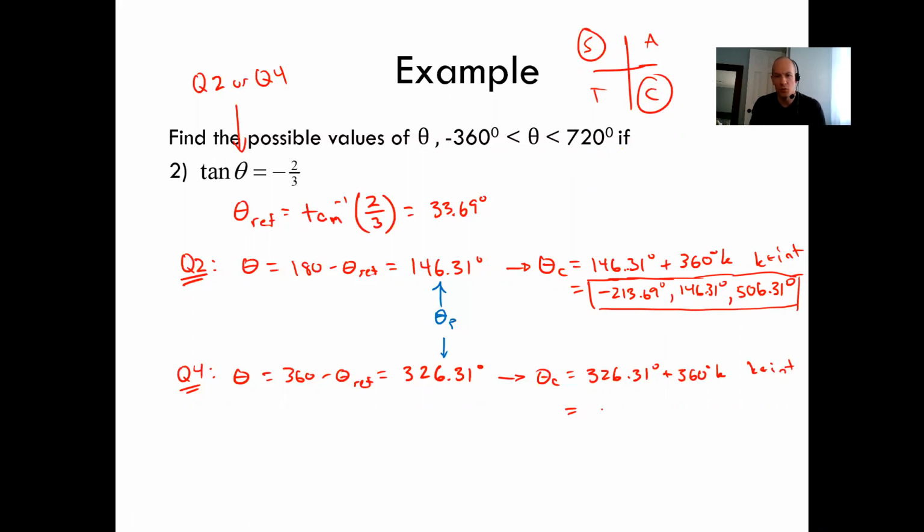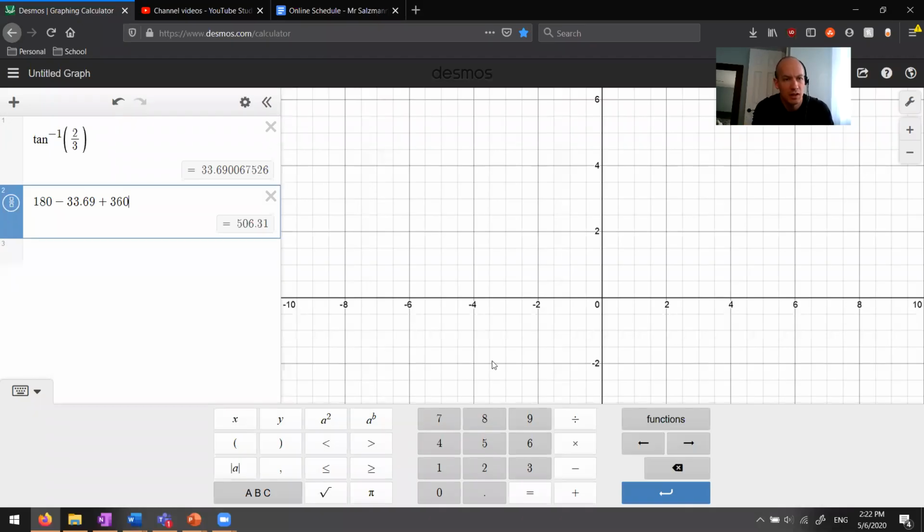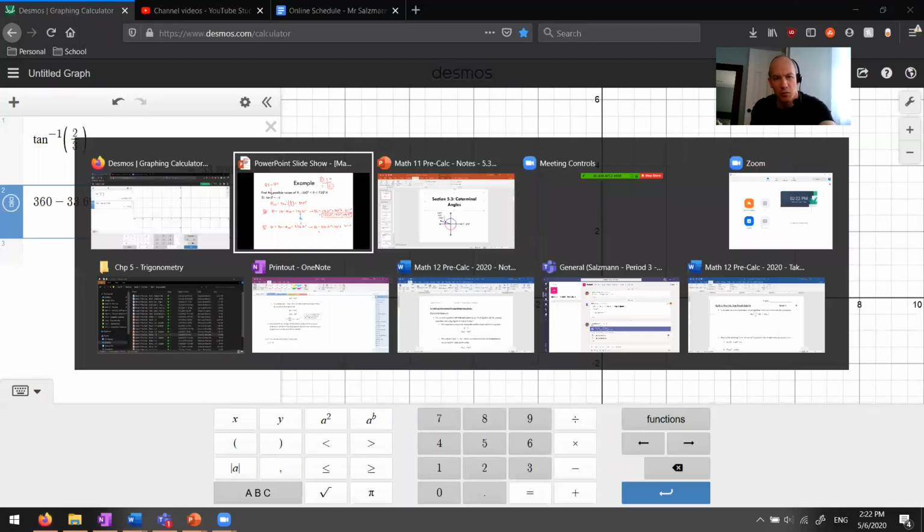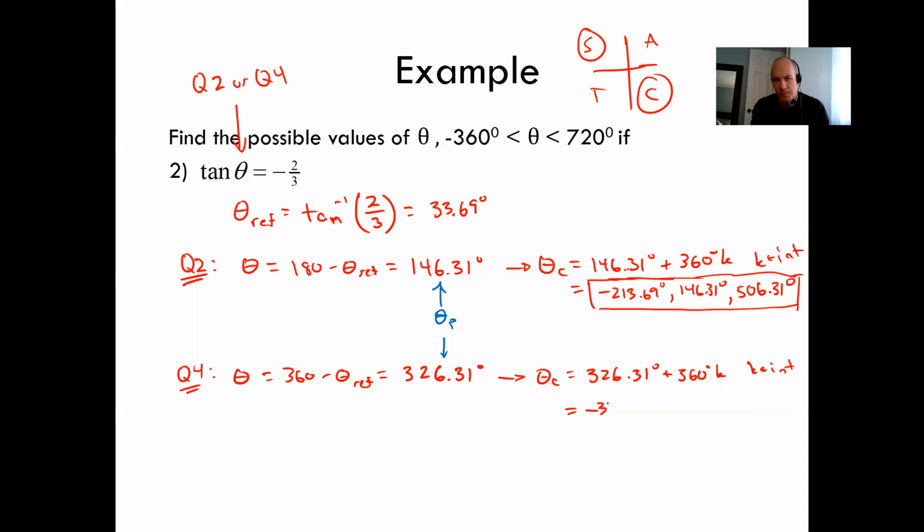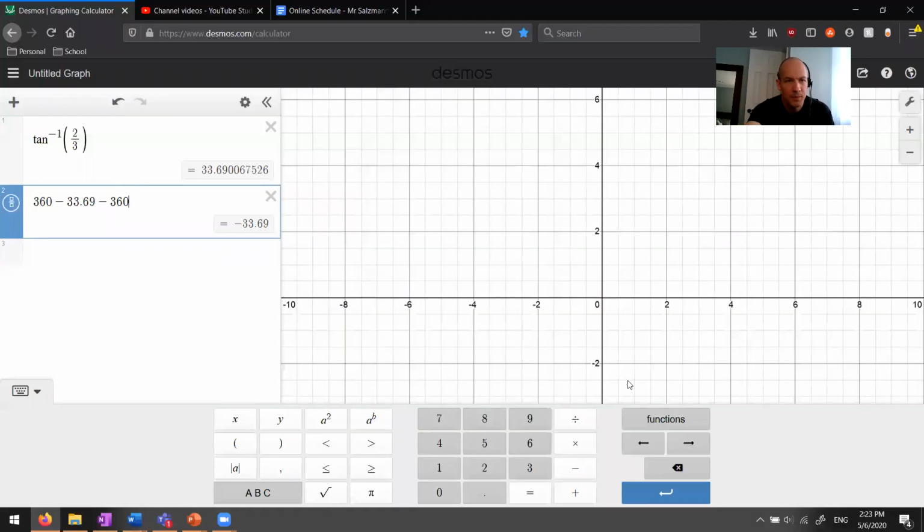In quadrant 4, I would do something similar, starting from 326.31. I can subtract 360 if I want, so I get -33.69 as one of my angles. In retrospect, I probably didn't need a calculator to do that one. I can also add 360 to get 686.31.